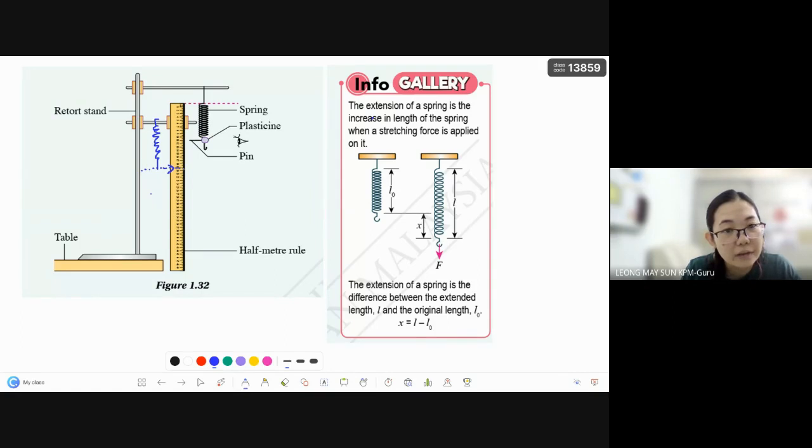So let's just say this reading is 15.5 centimeter. From here down to here, that's 15.5 centimeter. So I'll take this reading as my original length, L naught equals 15.5 centimeter, because that's not what we are going to plot. We're going to plot extension. So when I hang a slotted mass, the spring will get extended to, let's just say, this position.